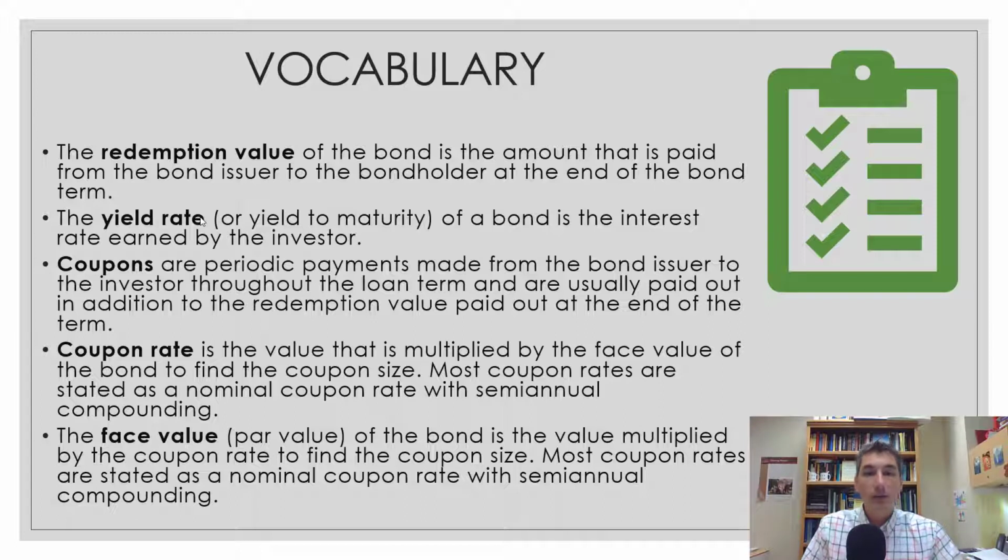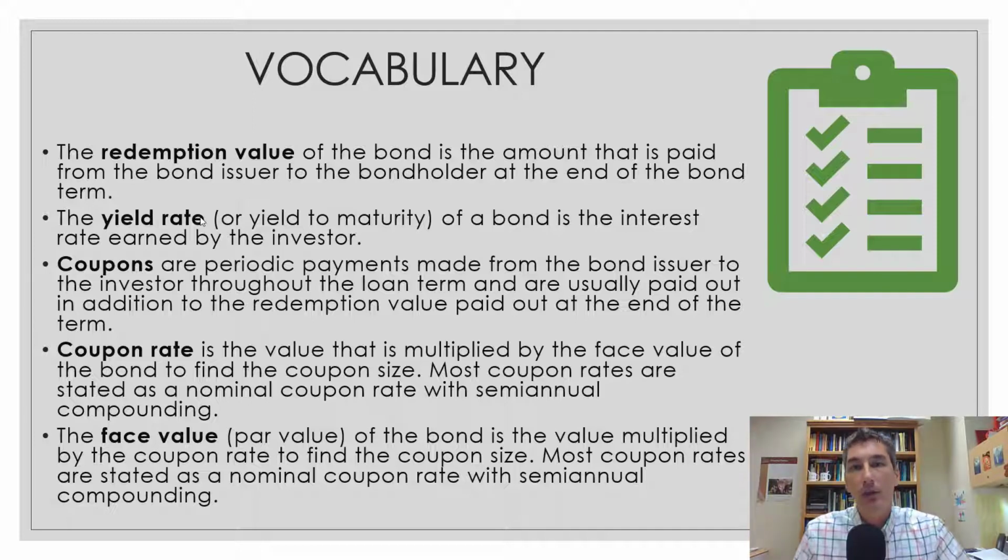Okay, then the face value of the bond is the value multiplied by the coupon rate to find the coupon size. So that's the idea. So if you said it's a $10,000 bond and your coupon rate was 10%, then the face value is that $10,000. Okay, so we got a lot of terms here, but it's essentially just understanding the language that we use when we talk about bonds.